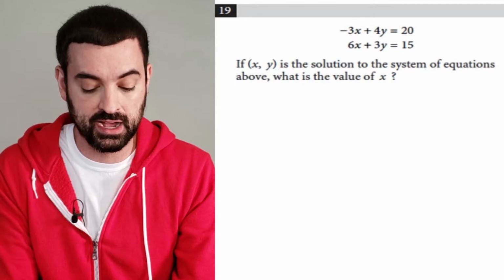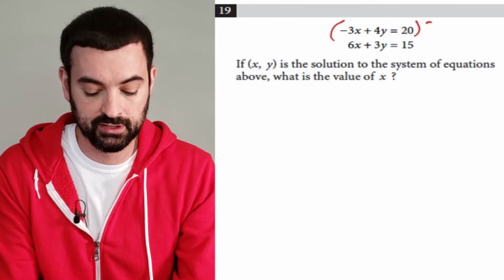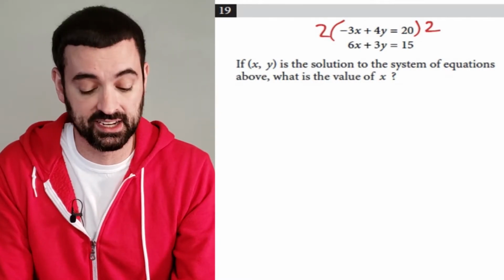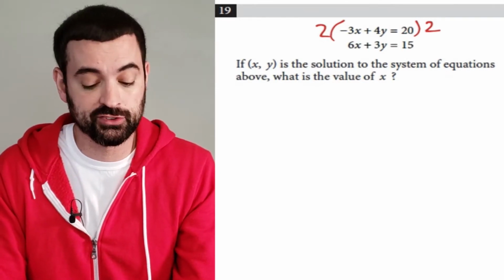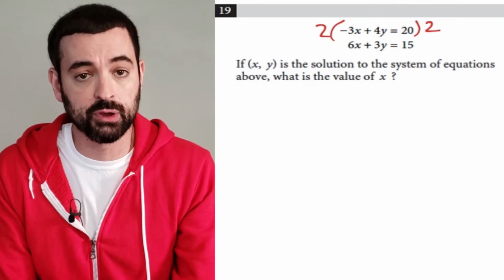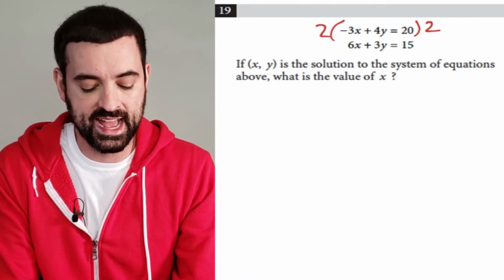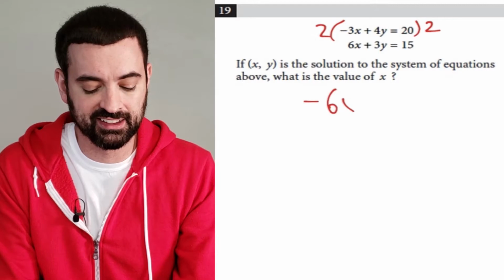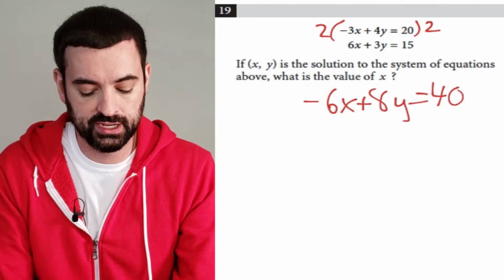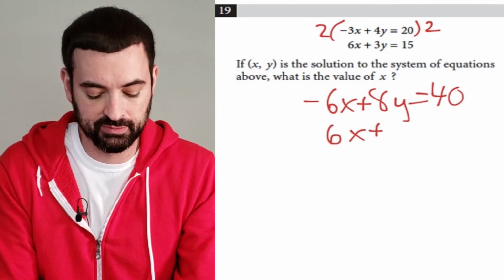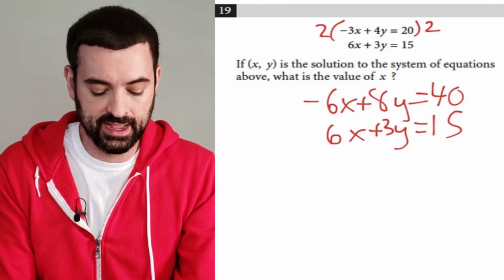So let's multiply the top by 2 on both sides. And notice that I'm going to get that nice negative 6 as my x coefficient. Whenever I'm doing elimination, I'm just trying to use the variable and coefficient that will eliminate the most easily. You can choose x or y. I'm going to have negative 6x plus 8y equals 40, and 6x plus 3y equals 15. My x's will cancel.